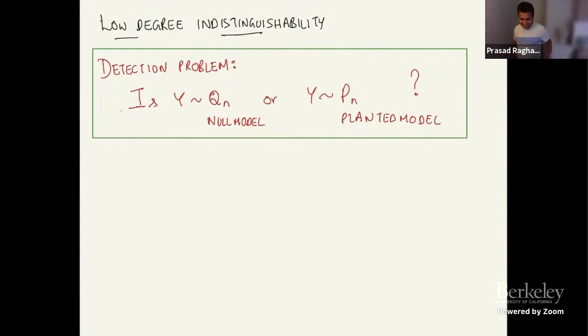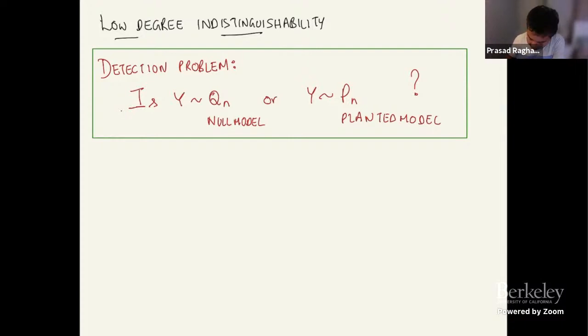So those are our algorithms. So then we can talk about low degree indistinguishability. So we again talk about the detection problem, or distinguishing problem. You have a sample from Pn or Qn, two different distributions, planted or null. You want to distinguish between the two.